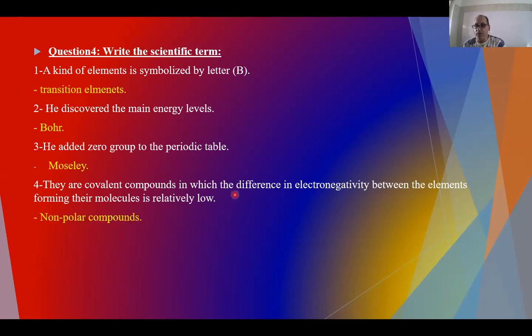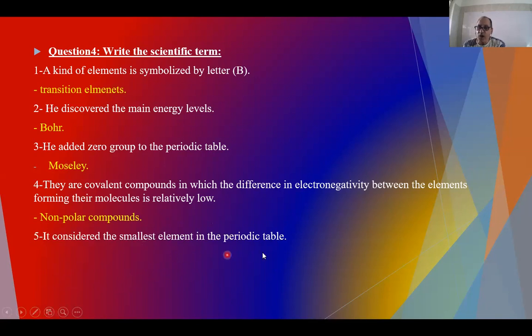So it's non-polar. If we said relatively high, it would be polar. It is considered the smallest element in the periodic table. We said the largest one is cesium and the smallest one is fluorine.